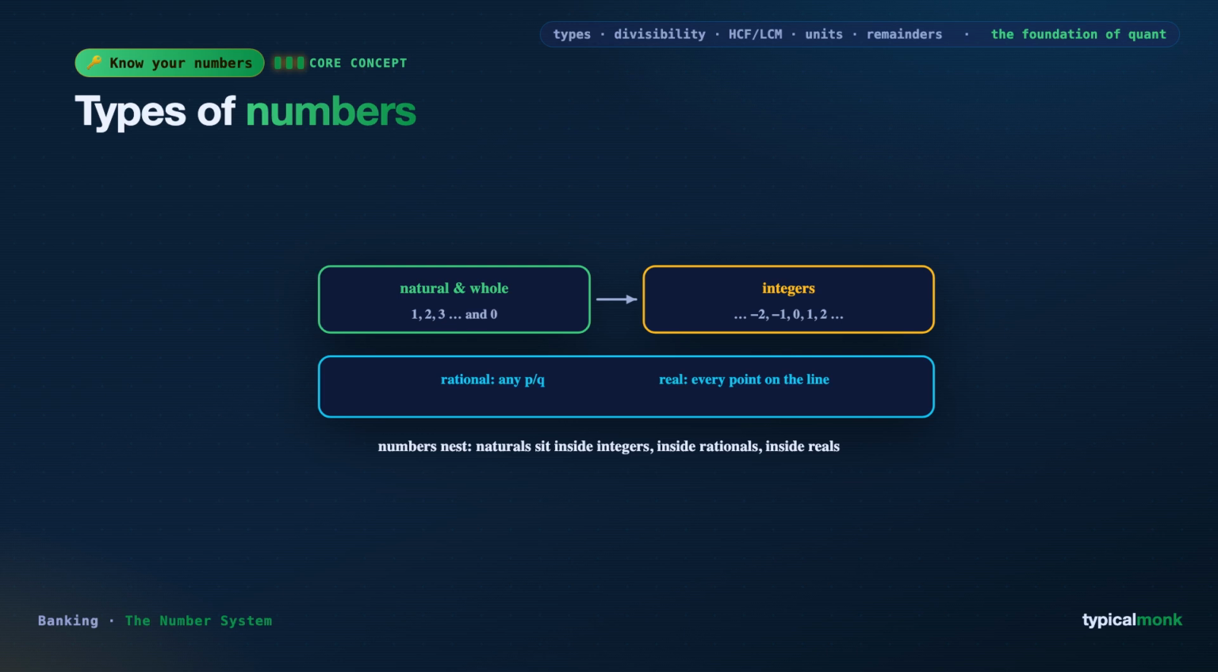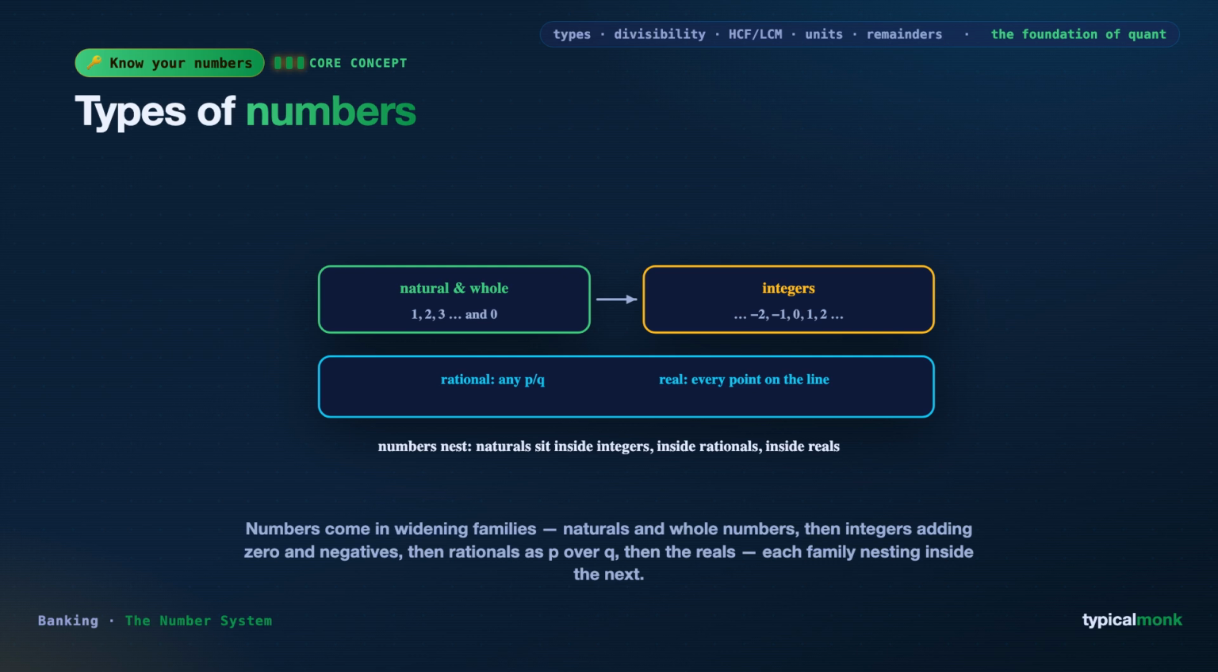So the takeaway: numbers come in widening families that nest inside one another, the naturals and whole numbers we count with, the integers that add 0 and the negatives, the rationals that are any P over Q, and the reals that cover every point on the number line. Each family sits inside the next, which is the basic vocabulary all of quant builds on.